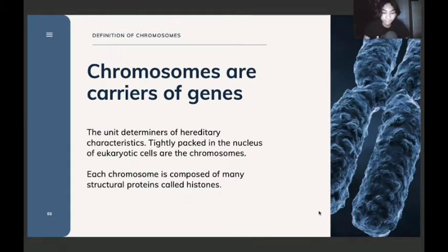Chromosomes are carriers of genes, the unit determiners of hereditary characteristics. Tightly packed in the nucleus of eukaryotic cells are the chromosomes. Each chromosome is composed of many structural proteins called histones, which are shaped like a ball and have the genetic material called DNA coiled around it.